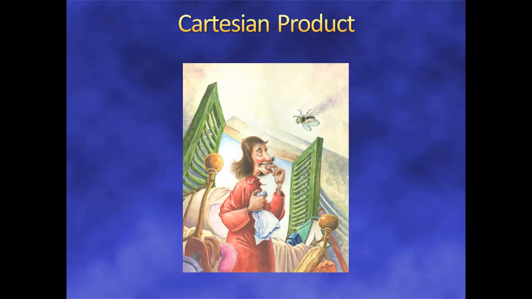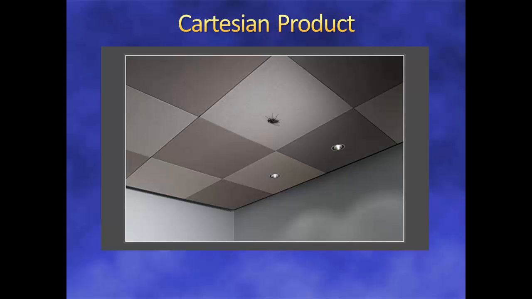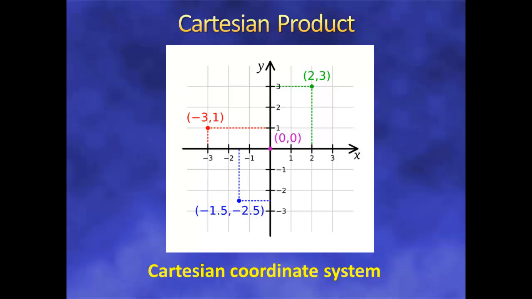Staring at the fly for a long time, he wondered if he could come up with a mathematical way to trace the fly's path across the ceiling. After pondering for a while, he decided he could describe the fly's position at any point in time as an ordered pair of numbers. The first one telling how far along one of the walls it was, and the second one telling how far away from the wall it was. Thus the Cartesian coordinate system was born.